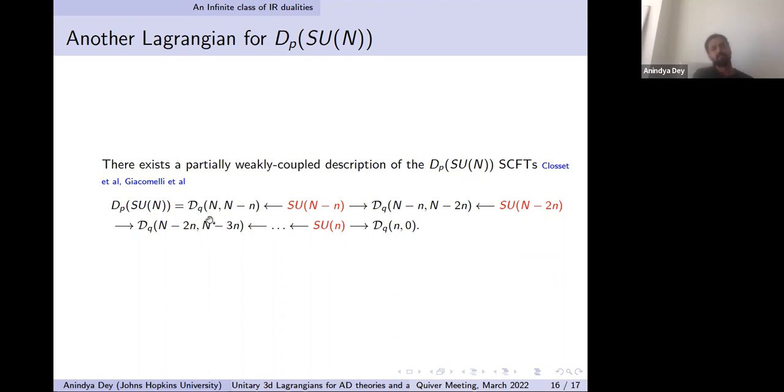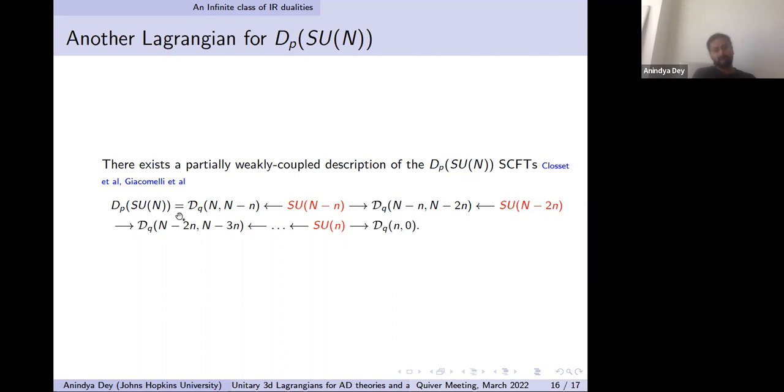So these curly DQs have a flavor symmetry, which is SUN times SUN minus small n times U1. So this guy and this guy has an SUN minus n flavor symmetry. All I'm doing is gauging that with a SUN minus n vector multiplet. Okay, so it's a description in terms of isolated SCFTs and vector multiplets. So that's why it's partially weakly coupled, not completely weakly coupled.